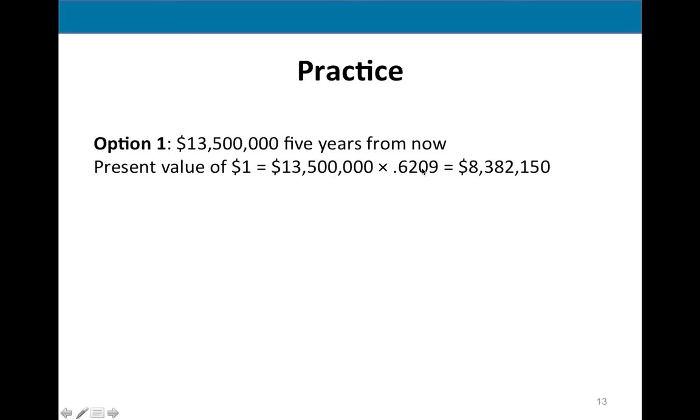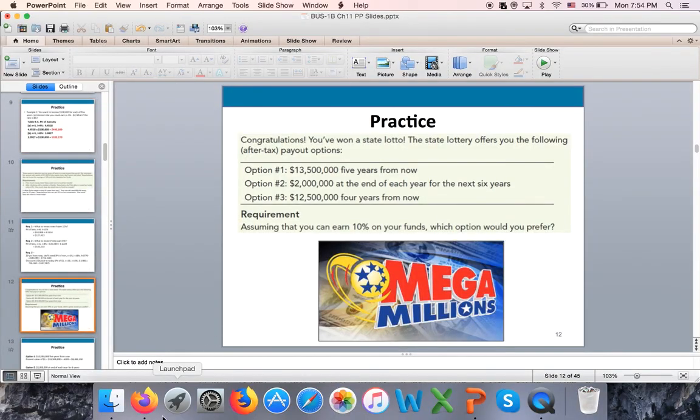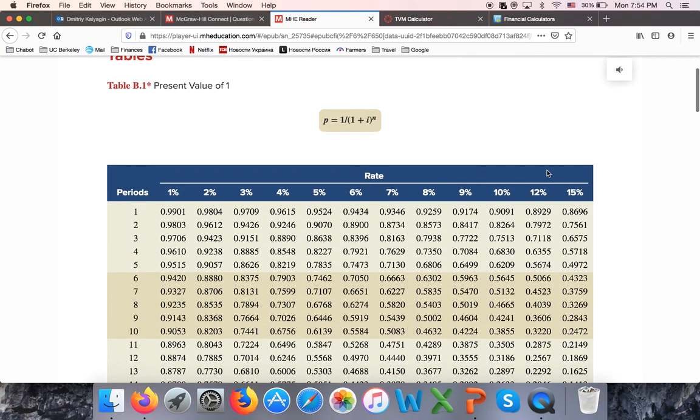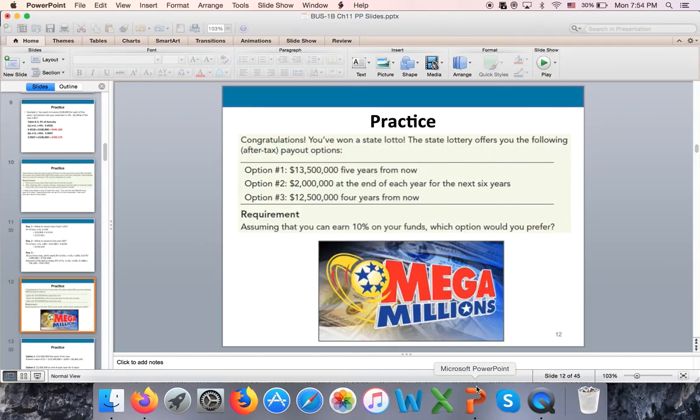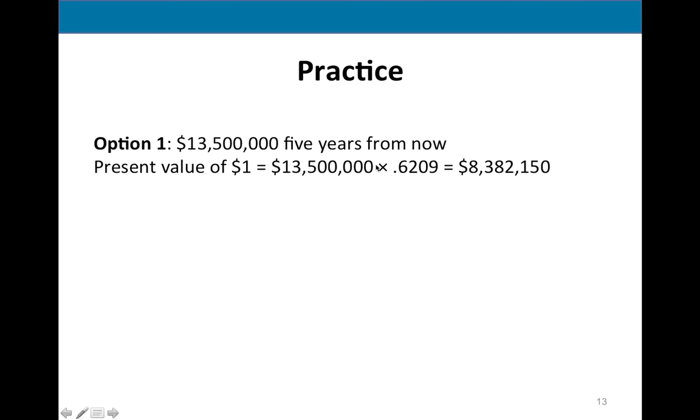Again, how did I find the factor? It's 10%, 5 years from now. So if I go to present value of $1, 10%, 5 years, it's 0.6209. There you go. Multiplied by the future value, today it's worth $8,382,150. Any kind of business idea or investment always talks about how much you should invest today to get that much in the future.